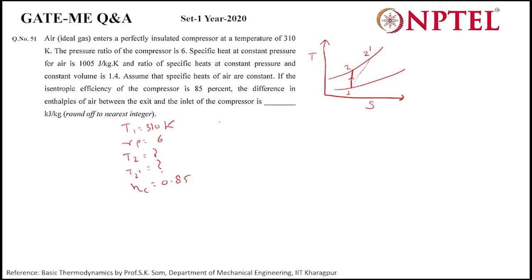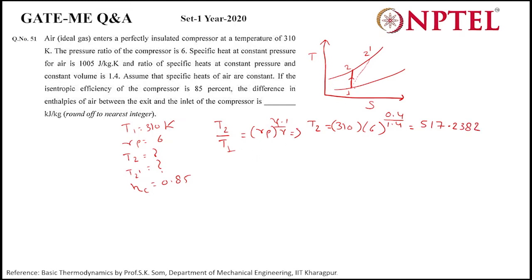Now we know that for an ideal gas and reversible process, T2 by T1 is equal to Rp to the power gamma minus 1 over gamma. So we know the value of all those data, and from here we can calculate T2. T1 is 310, Rp is 6 and gamma is 1.4, so 0.4 divided by 1.4. When we calculate this, T2 will become 517.2382.